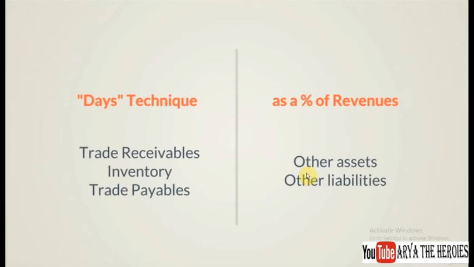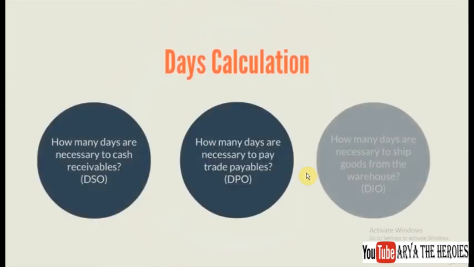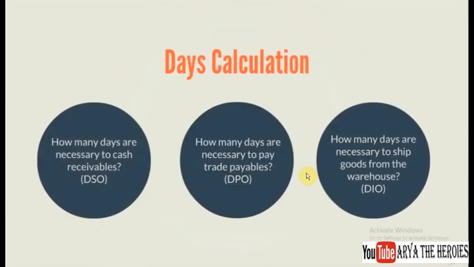grow as a percentage of revenues. There wouldn't be different scenarios for BS items, as they mirror the P&L development of the business, hence represent a reflection of the P&L scenario chosen. The days calculation indicates how many days are necessary for cash receivables, pay trade payables, or that an item leaves the warehouse of the firm.